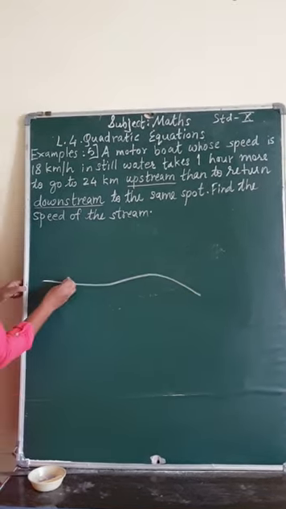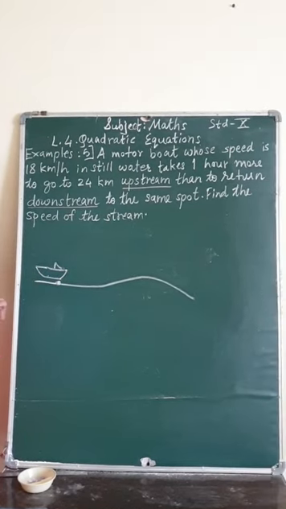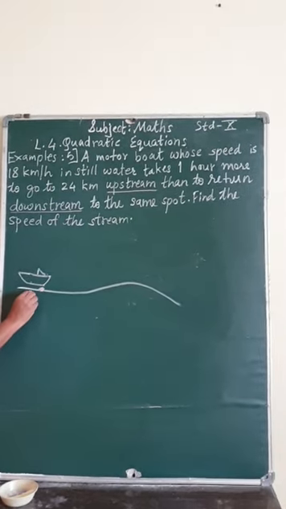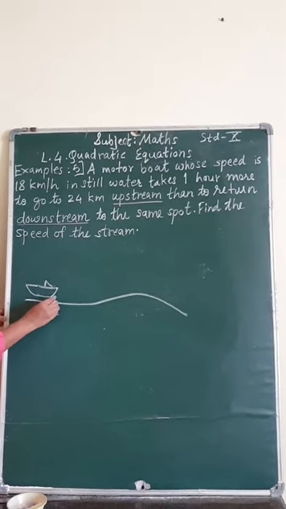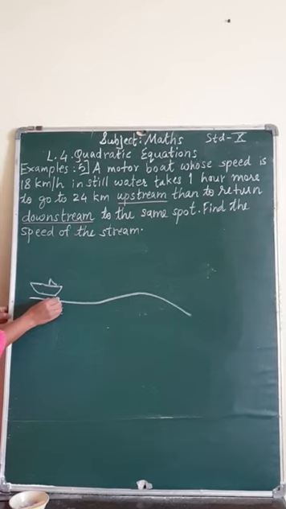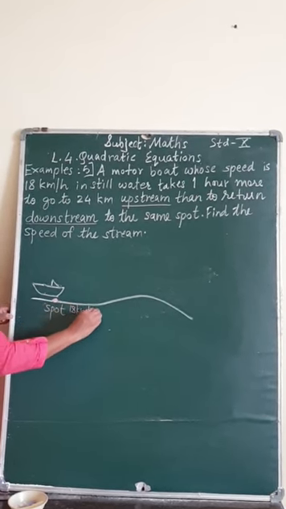So this is a boat. We are coming to our question. This is a boat and this is our spot, a fixed spot. From here the boat is moving. Now when it is moving, its speed is 18 km per hour.